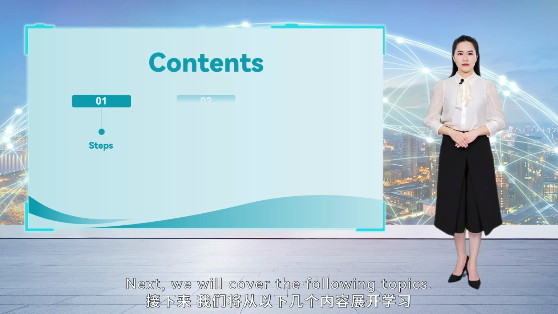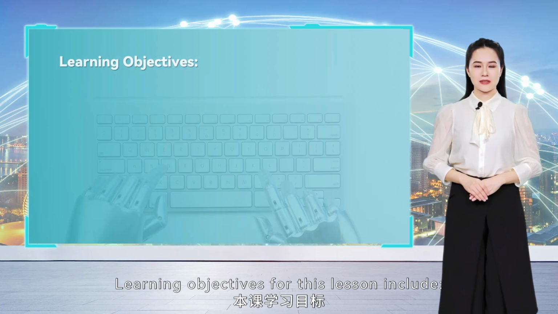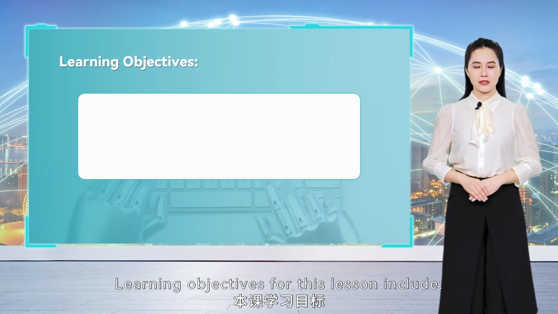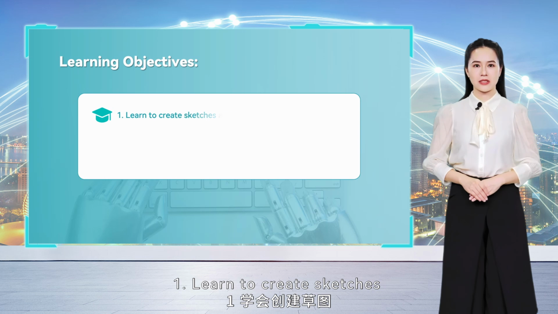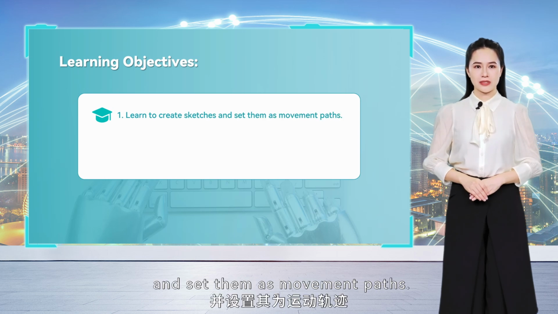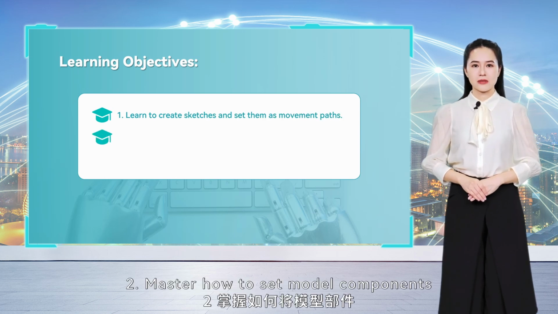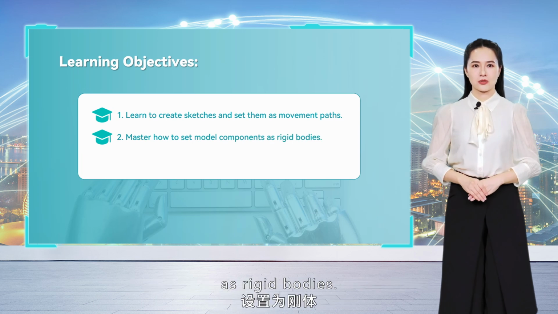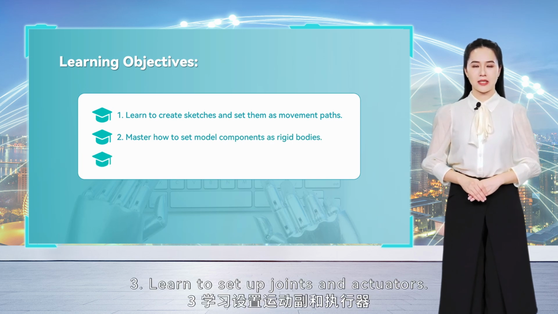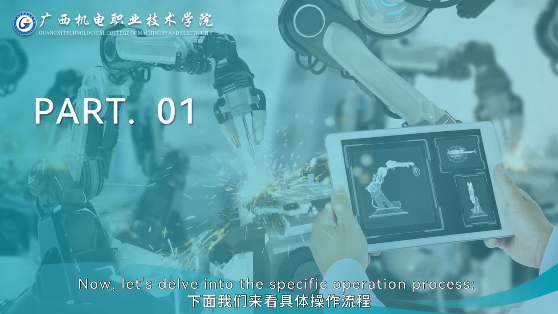Next, we will cover the following topics. Learning objectives for this lesson include: 1. Learn to create sketches and set them as movement paths. 2. Master how to set model components as rigid bodies. 3. Learn to set up joints and actuators. Now, let's delve into the specific operation process.